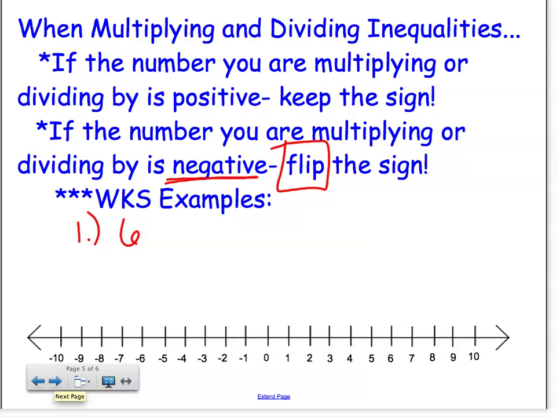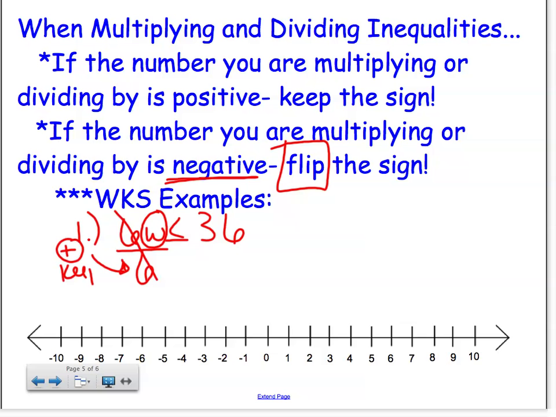Okay, we see 6W is less than or equal to 36. I want to get W by itself. When I have a number and a letter side by side like that, it means that I'm multiplying, so I need to do the opposite operation of division. I'm going to divide by a positive 6, so these can cancel. This number right here is positive, so I'm just going to keep that sign.